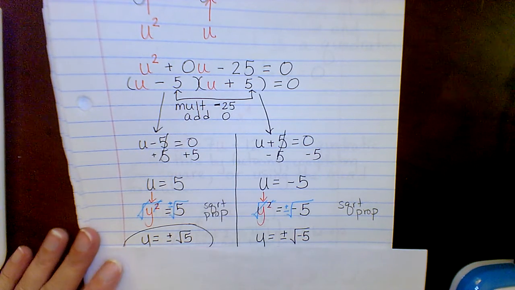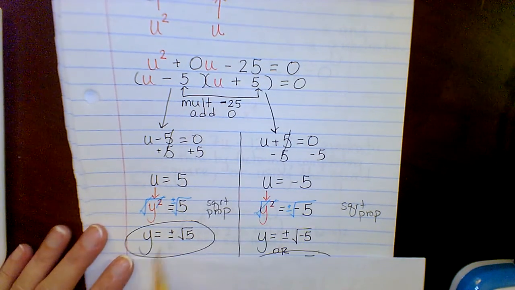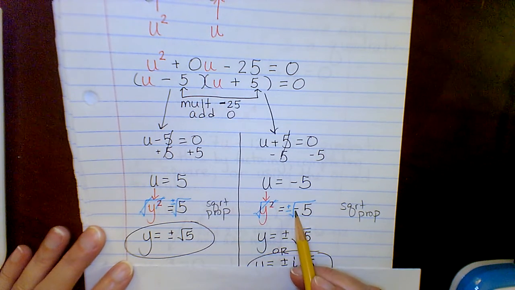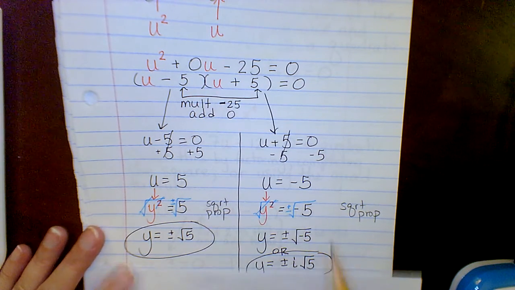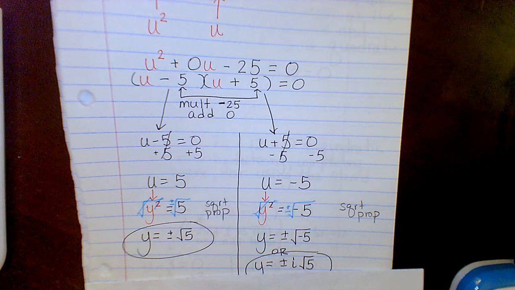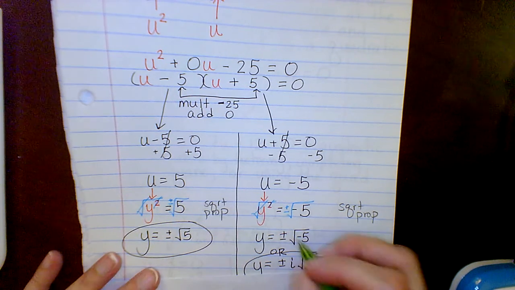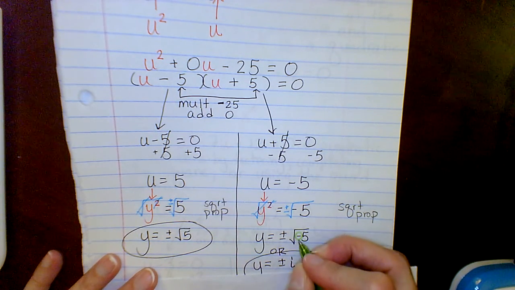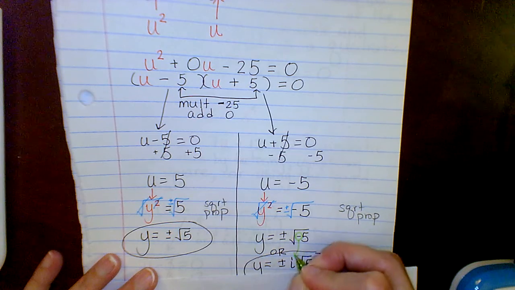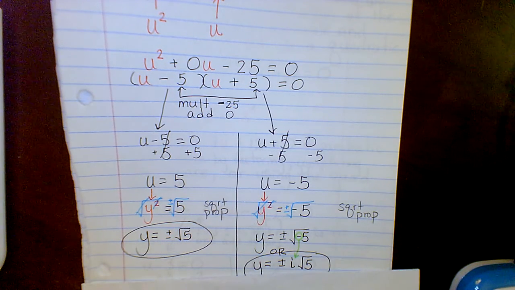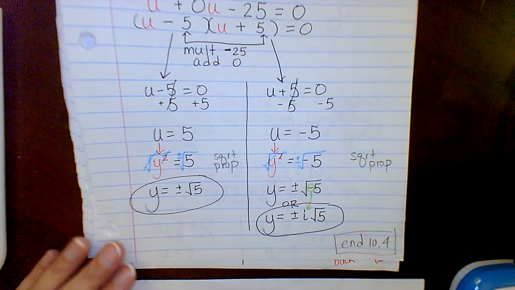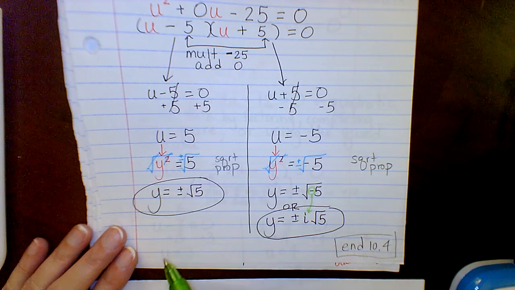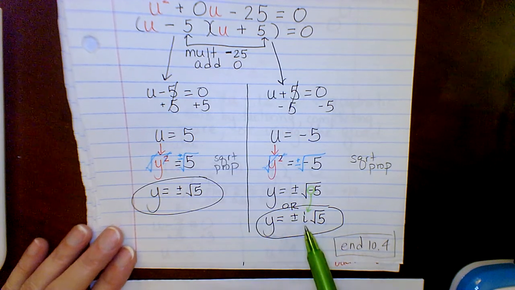Take the plus or minus square root of both sides, and we get plus or minus root 5 and plus or minus root negative 5. We know that the negative under there is going to come out from under that radical as an i. So there's my four solutions. Root 5, negative root 5, i root 5, negative i root 5.